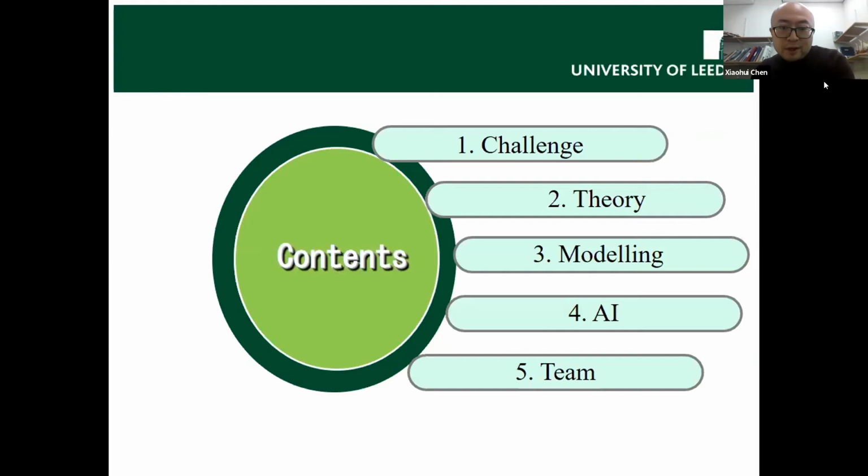In my presentation, I will firstly talk about the challenges for resilient cities, and then move to the theoretical part, and then talk about the modeling, and finally have a discussion on artificial intelligence and introduce my team.